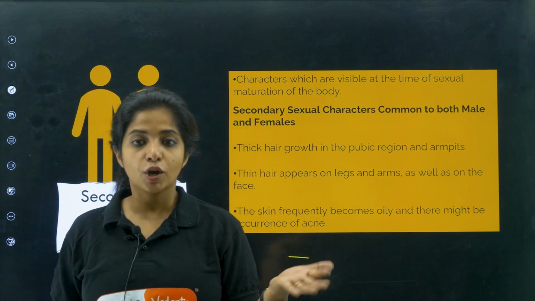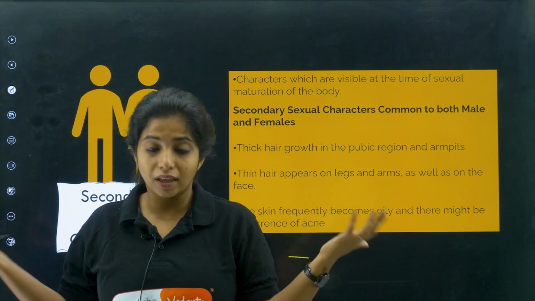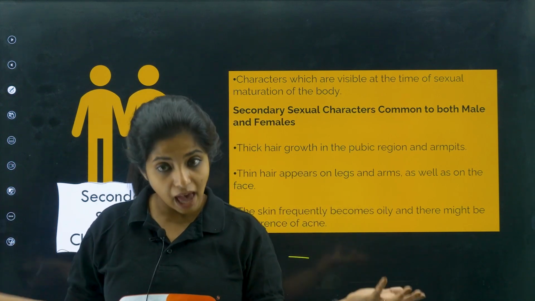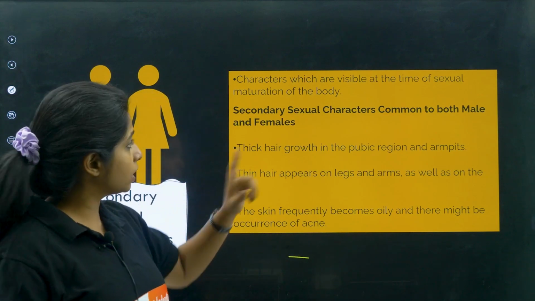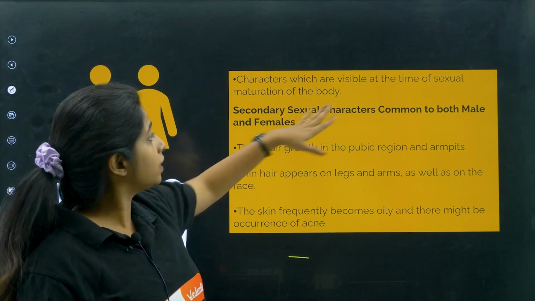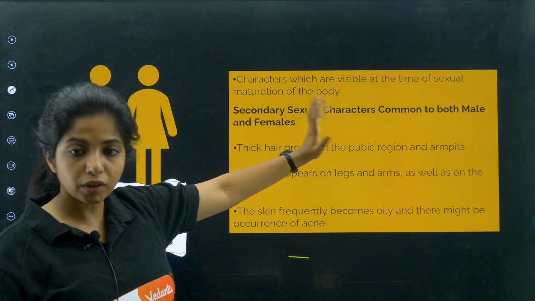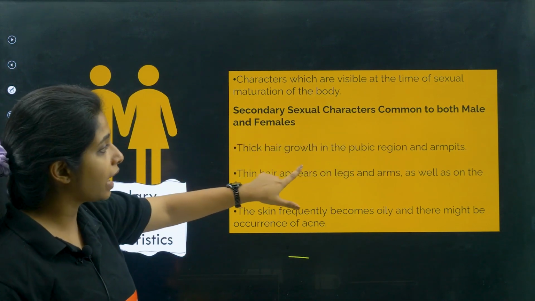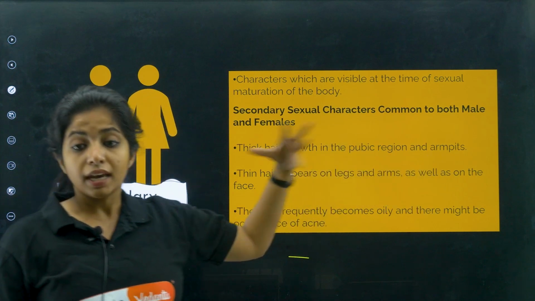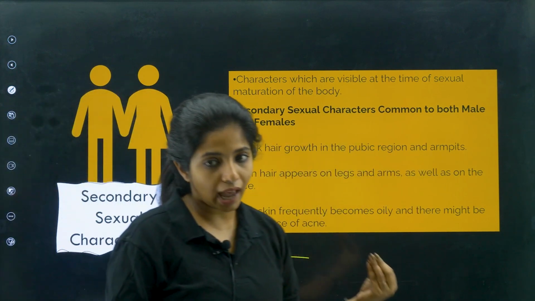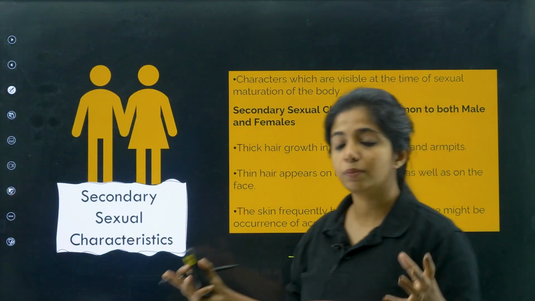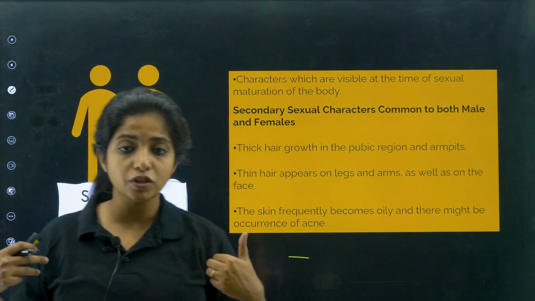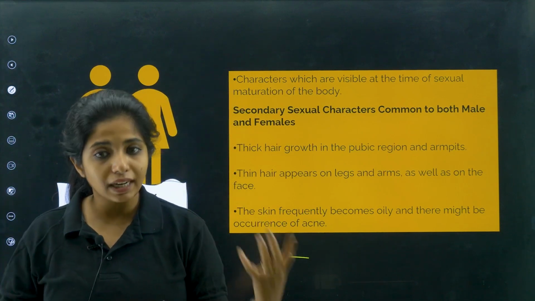So there are certain characters which both the females and the males have. Okay, what are those characters? First thing, what are secondary sexual characters? Characters which are visible at the time of sexual maturation of the body, when you hit puberty. Now, secondary sexual characters common to both male and female: thick hair growth in the pubic region and the armpits. Until you were children, you didn't have hair in the armpits. But now, slowly, you would be starting to have hair growth in the armpit region and also in the pubic region where your genitals are.